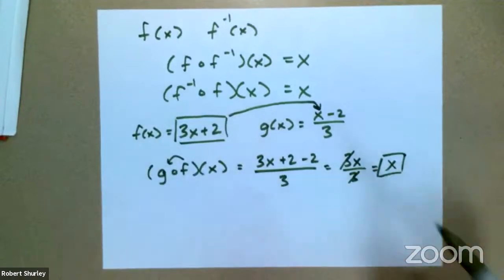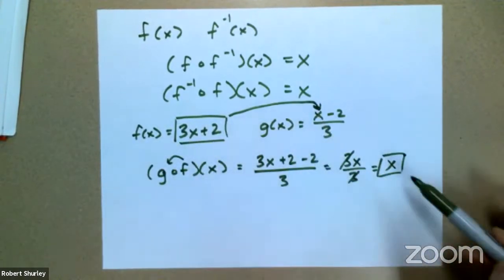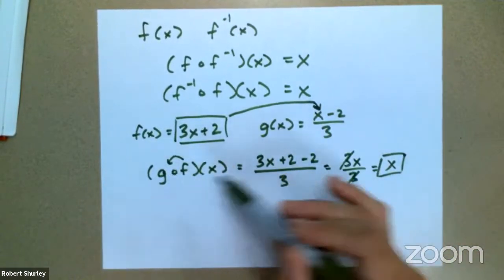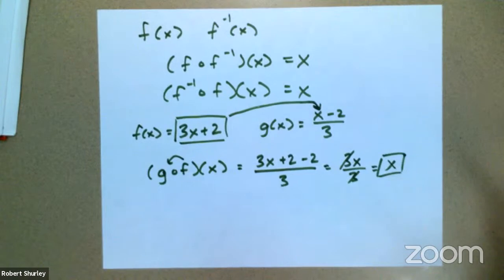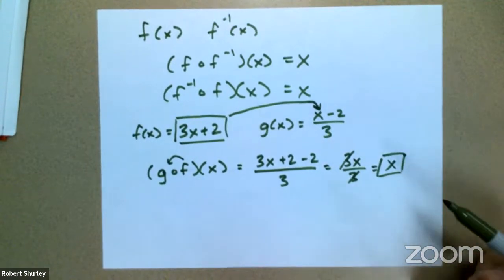Okay, so I have shown that these two functions are inverses because when I take the compositions, I wind up with x. Okay, if you don't wind up with x, it means they're not inverses. It's not a big deal.